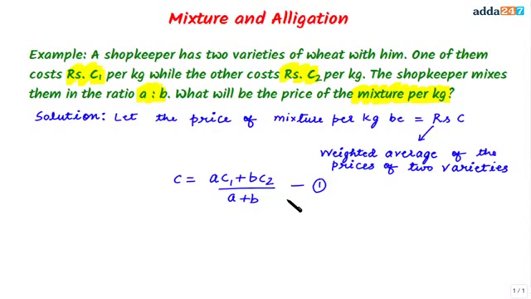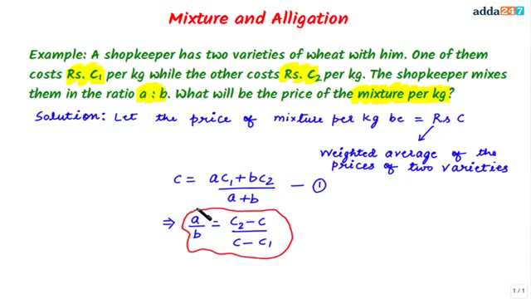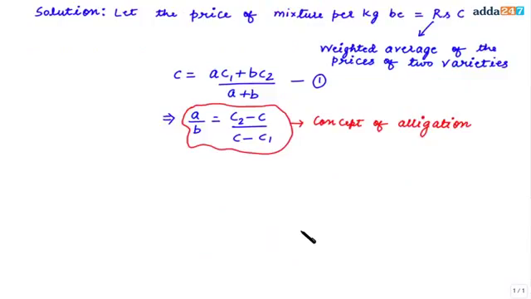And in the first equation, if we just rearrange the terms, we can get this as A by B is equal to C2 minus C over C minus C1. This formula which we have obtained here leads us to a very important concept, and that concept is the concept of allegation.